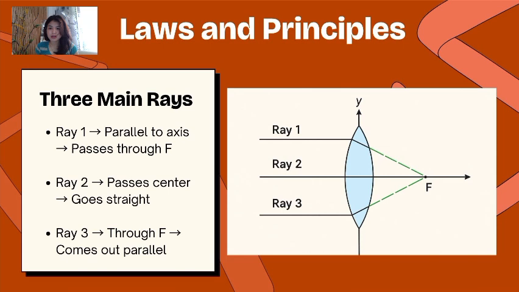Next, let's talk about the three main rays we use in ray diagrams. Ray 1 goes parallel to the axis and then passes through the focus F, as you can see here in the diagram. Ray 2 passes through the center of the lens and continues straight without bending. And ray 3 passes through F first, then comes out parallel to the axis. These three help us find where the image will form and what it will look like.